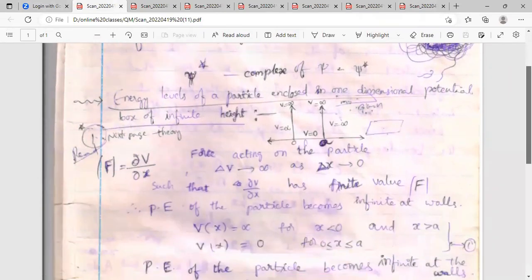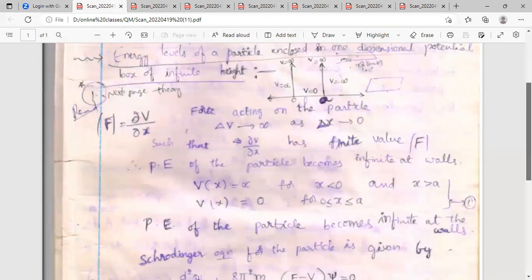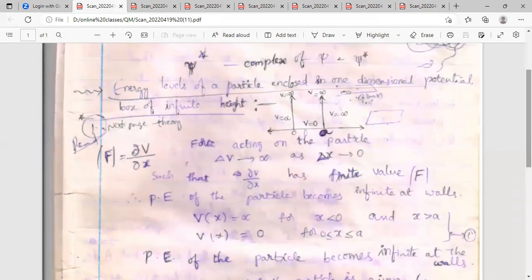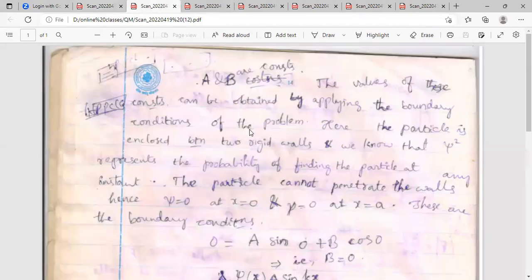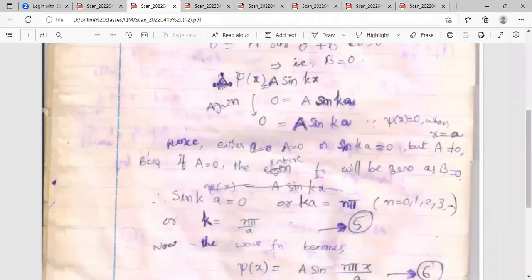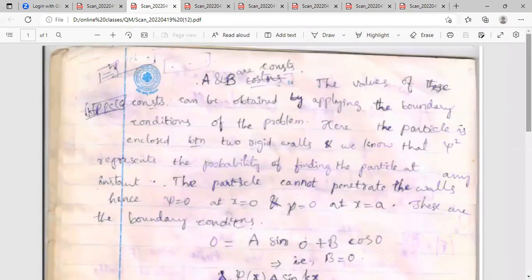So we will be deriving the energy levels for a particle enclosed in a one-dimensional potential box of infinite height. A and B are constants. The values of these constants can be obtained by applying the boundary conditions of the problem.